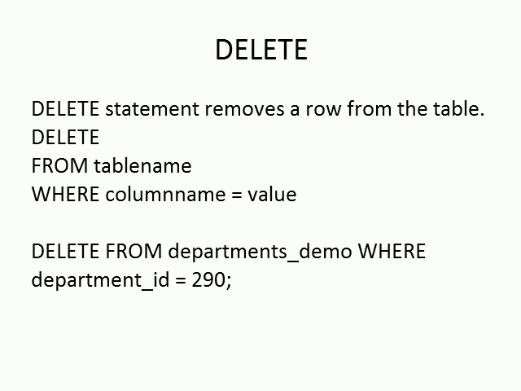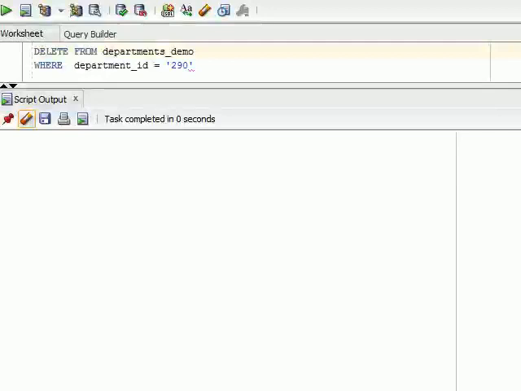Below is an example of the delete statement, where we are deleting a row from the departments_demo table, where department ID is 290. This is a demo of the previous example we have just seen of the delete statement. Executing this statement, we can see one row deleted.